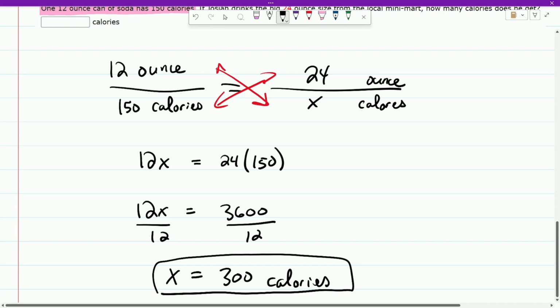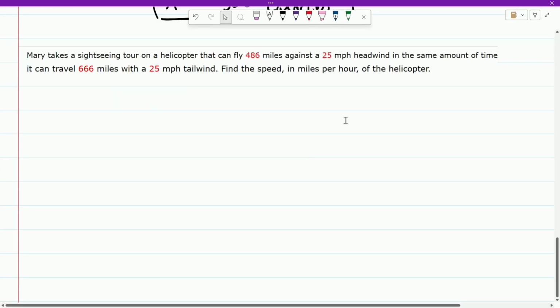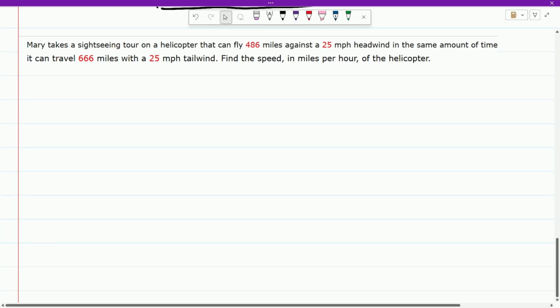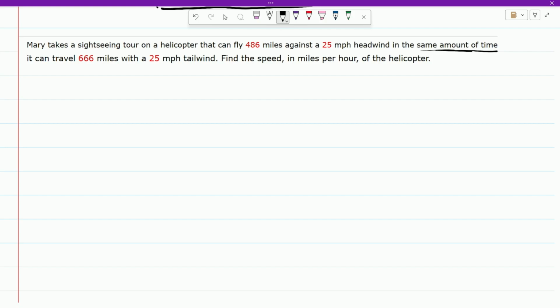Anyways, let's look at the next problem. All right, so I did some editing here so we can see the problem instead of like the previous one. So Mary takes a sightseeing tour on a helicopter that can fly 486 miles against a 25-mile-per-hour headwind in the same amount of time it can travel 666 miles with a 25-mile-per-hour tailwind. So let's find the speed in miles per hour of the helicopter.